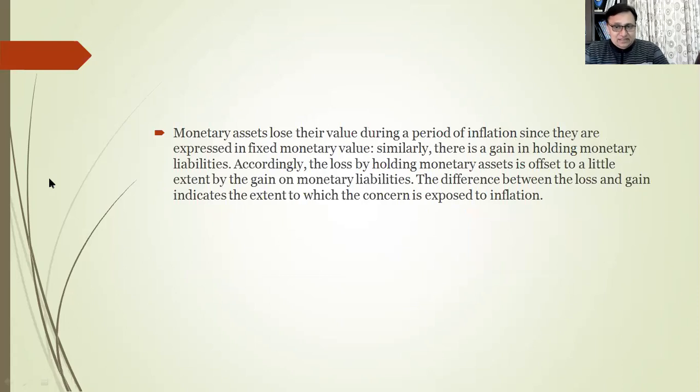Monetary assets lose their value during a period of inflation since they are expressed in fixed monetary value. Similarly, there is a gain in holding monetary liabilities because you are not going to pay more. If you owe the creditor 10,000, you will pay 10,000, even though its value has become 15,000. Accordingly, the loss from holding monetary assets is offset to some extent by the gain on monetary liabilities. The difference between loss and gain indicates the extent to which the concern is exposed to inflation, but that is not accounted for in the balance sheet or in the profit and loss account.